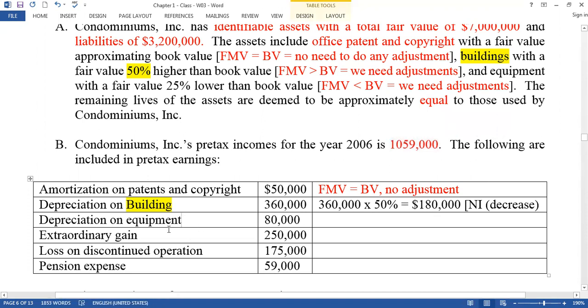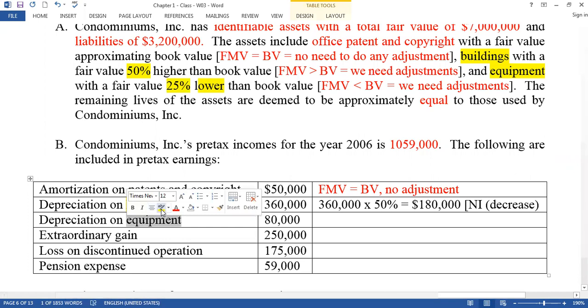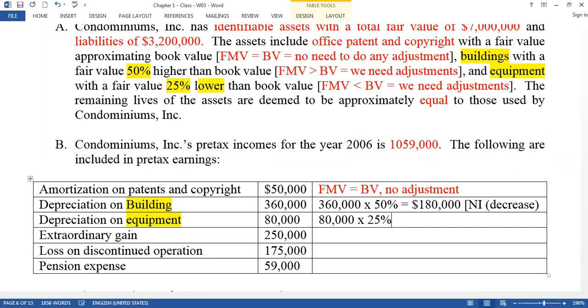Another point we find is for the equipment. We find that equipment fair value will decrease, it is lower, right? Lower means decrease. It will decrease 25%. Now we do some calculation. This is the current year depreciation expense, and we are expecting 25% equals $20,000 will decrease, right? So equipment value decreases, it means that depreciation value will also decrease.